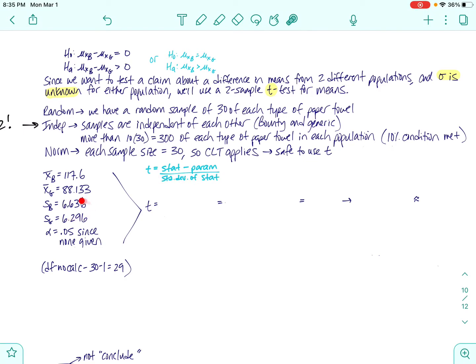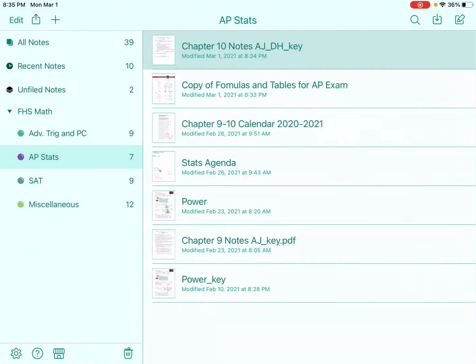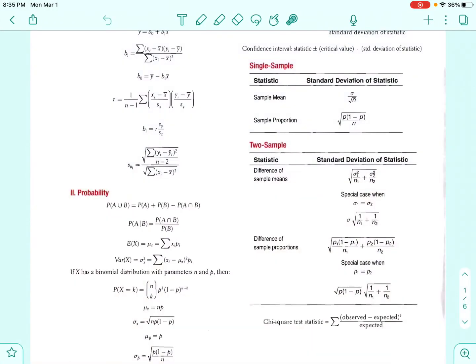So we have two of these. Let me go back to the formula sheet really quick because it's on there under two sample, difference of sample means. Here's the formula. This you have in your reading guide, and it was in the other example we did in class, but when you don't have a sigma, you replace it with the sample standard deviation, the S sub x. In this case, the S bounty and the S generic. So here's the formula for the standard deviation of the statistic.